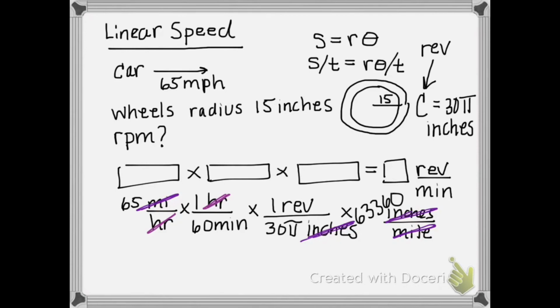So now I've got all my units working out, and then I just need to do the numbers. And so I've got the revolutions per minute that I need. All the other units are canceling out, and then I just need to do the 65 times 63,360 over 60 over 30 pi. So if I do all that, I get 728.7 revolutions per minute.